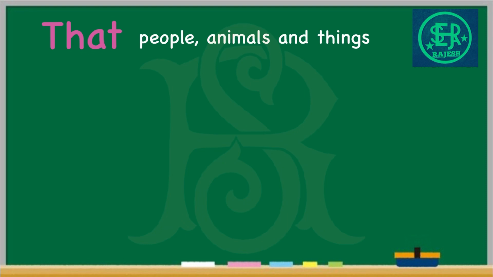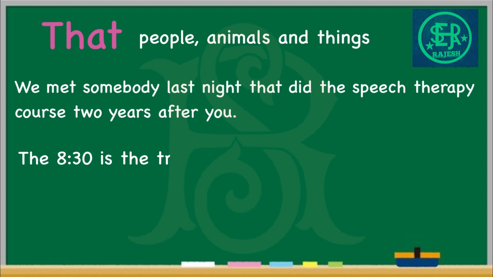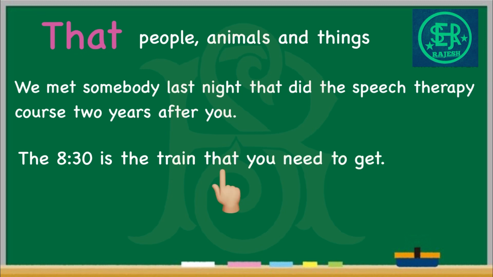Look at the example here. We met somebody last night that did the speech therapy course 2 years after you. Here the relative pronoun that refers to a person, that is somebody. Look at the next example. The 8:30 is the train that you need to get. Here the relative pronoun that refers to a thing, that is train.